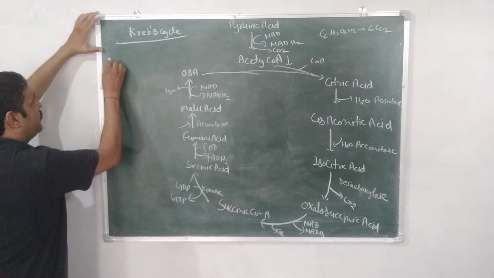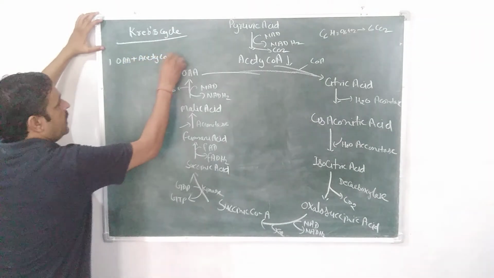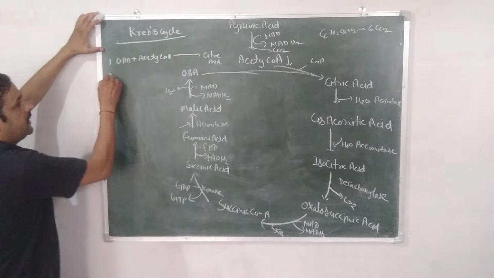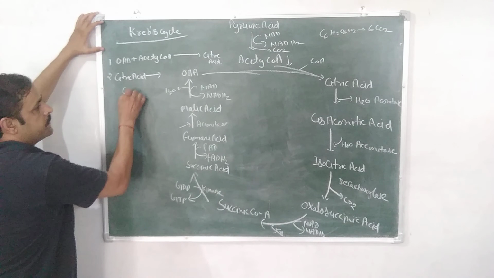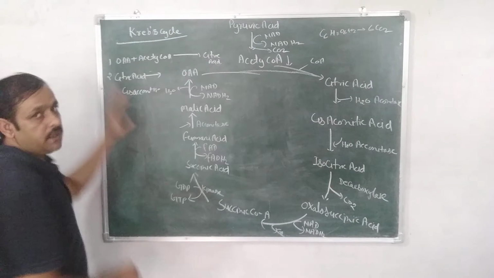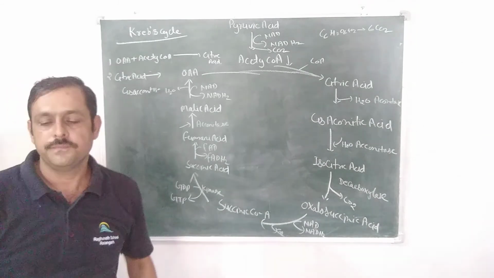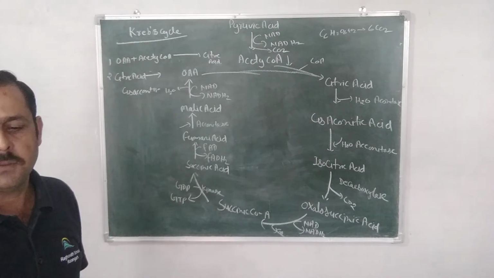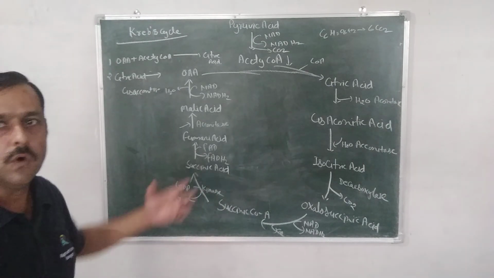Just like, first of all, the first reaction is oxaloacetic acid plus acetyl coenzyme A, and then it makes citric acid. Just like the second reaction, citric acid is equal to cis-aconitic acid plus H2O. Okay, so by this sketch you can remember all the reactions, or you can write all the reactions properly by remembering this sketch.